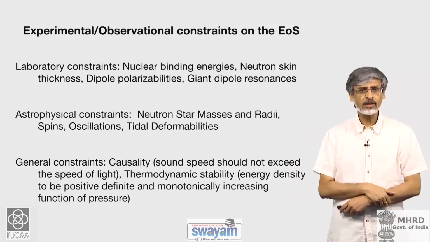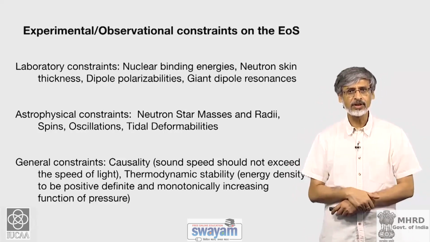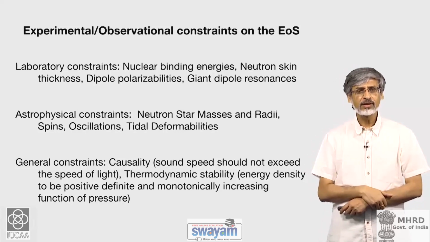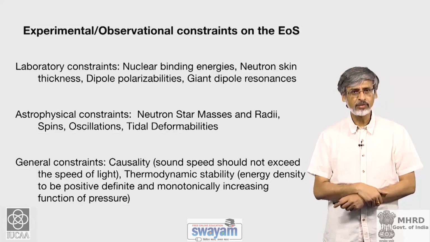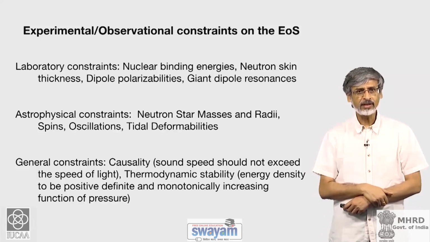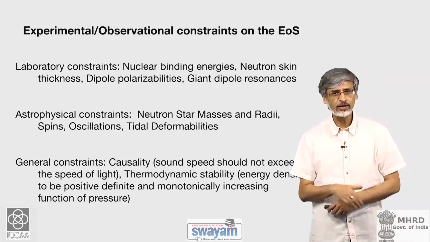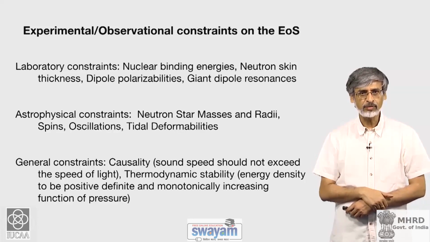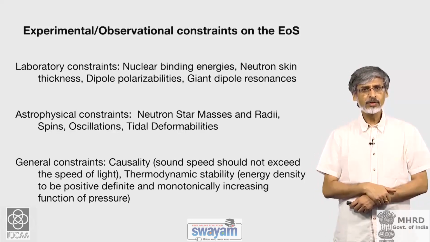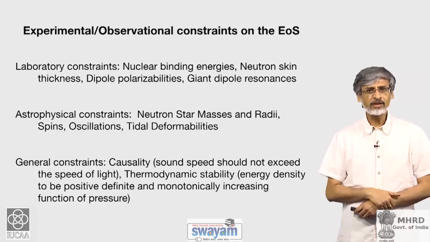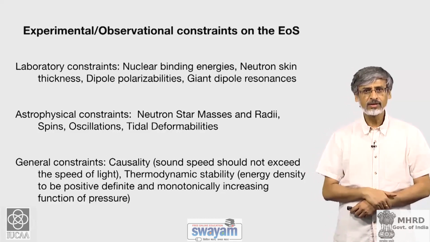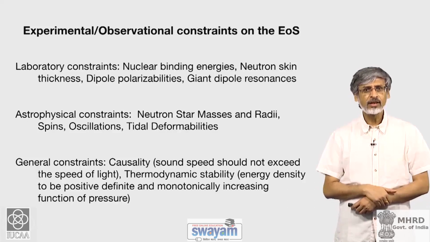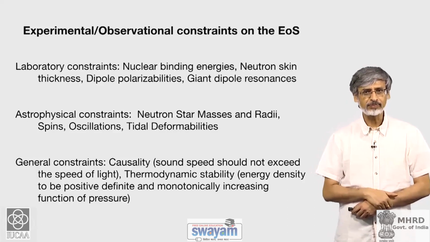In addition, there are other general constraints that the equation of state must obey. For example, causality, that is the sound speed in the material should not exceed the speed of light. So, when you construct an equation of state by extrapolation from laboratory knowledge, this constraint must be kept in mind. The equation of state of matter should be such that the matter itself is thermodynamically stable, which means energy density will be positive definite and it should be a monotonically increasing function of pressure.